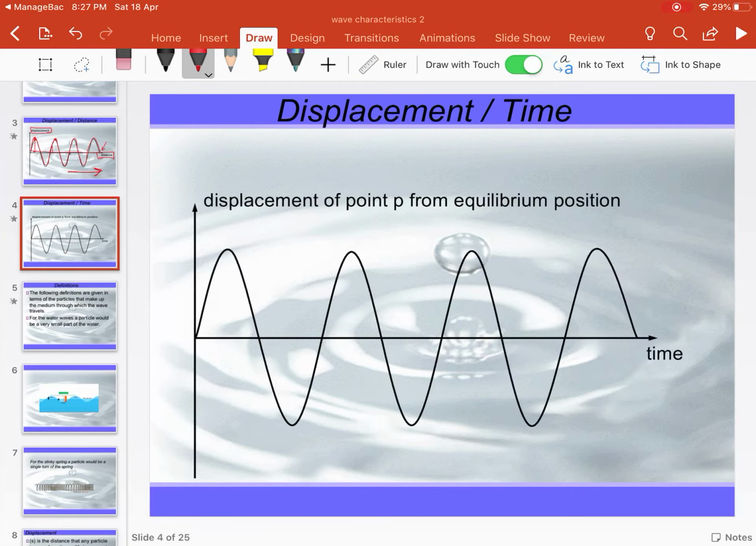The second type of graph is the displacement of the particle against time. So again, it's the displacement of particles on the rope, like all these. This is displaced this much, this one displaced this much, this particle at this particular time displaced this much, and so on at a particular time.